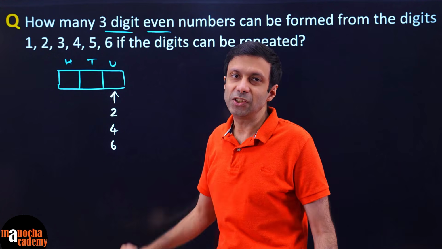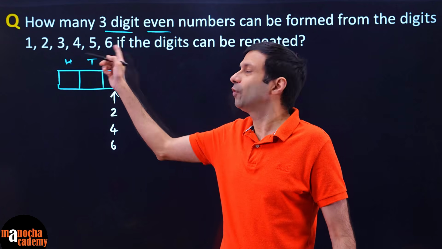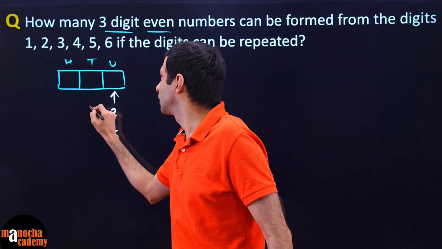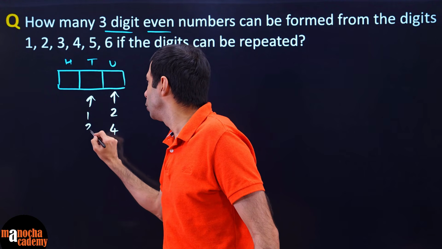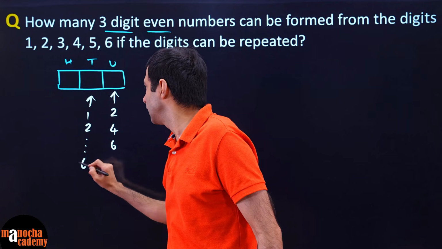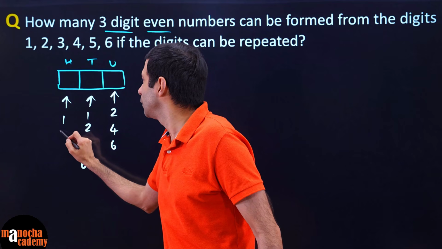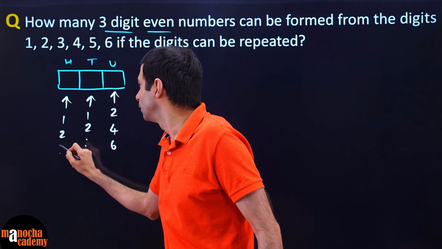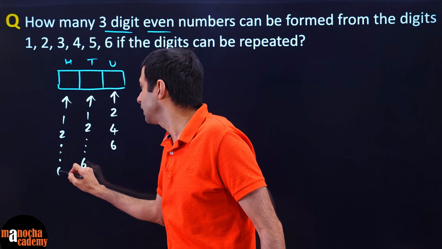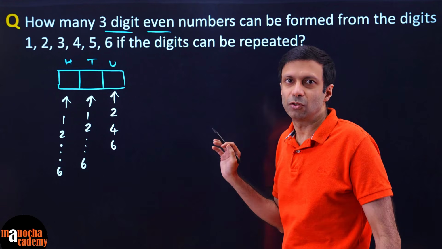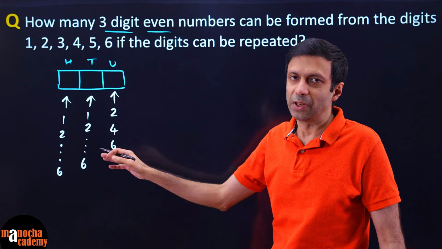Now what about the tens digit? Here we can fill in any of these digits. So from 1 to 6. So we can put 1, 2, 3 and so on till 6. Same for the hundreds digit. You can fill in any of these 6 digits that they've given you. 1, 2, 3, 4, 5, 6. And see, the digits can be repeated. So they don't have to be unique over here.